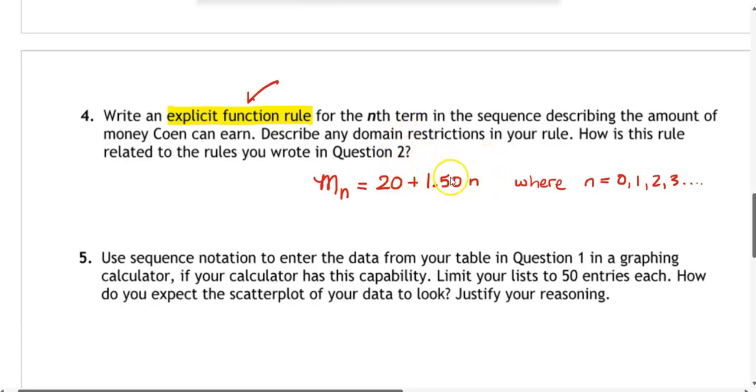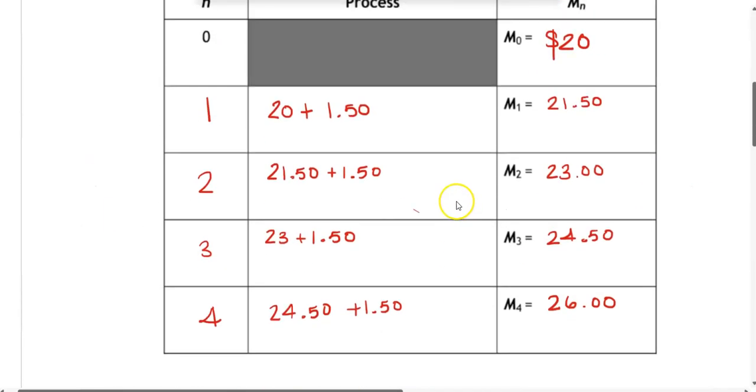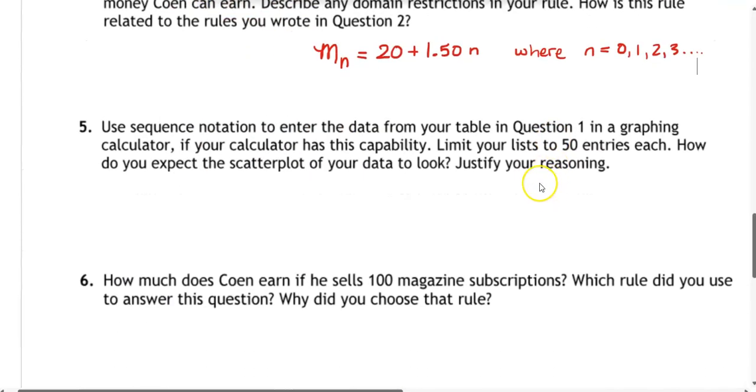20 plus $1.50 times 1 would get me that 21.50. Okay, 20 plus $1.50 times 2. Well, that would match that number that we'd have right here, where we have that 2 right here, and that would get us the $23, because it would be the $20 plus the $1.50 2 times. So that would be that 23.